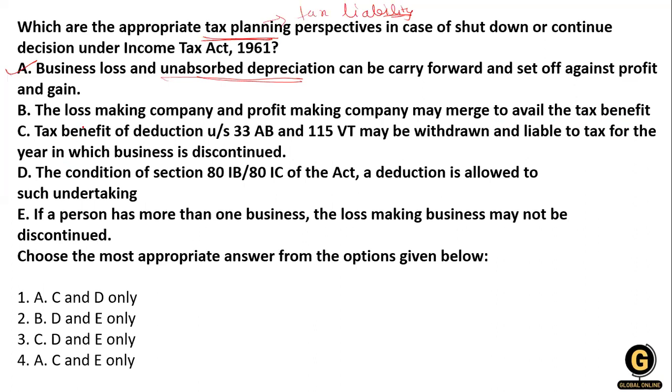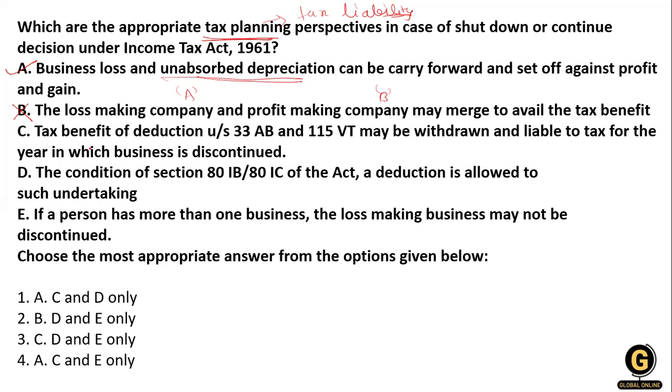Okay, so this is not an appropriate answer, because a loss making company and profit making company may merge to avoid the tax. No, for the tax benefit they do not need to merge. If A is a loss making company and B is a profit making company, for the tax benefit they have to merge? No, so many things are already available for the tax benefit. You can set off your losses against the profit and gain. Okay, so option B is wrong over here.